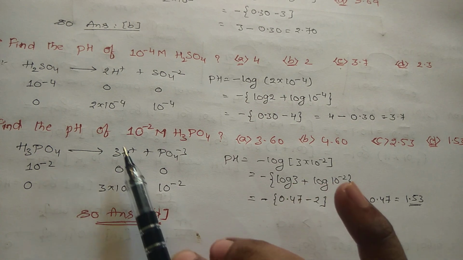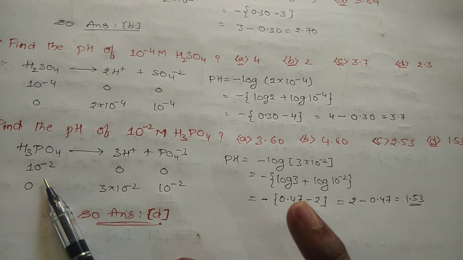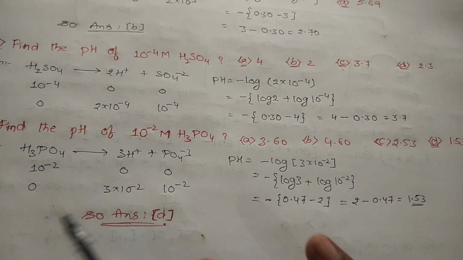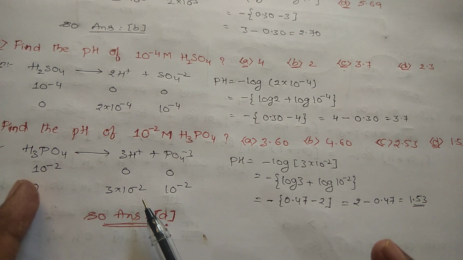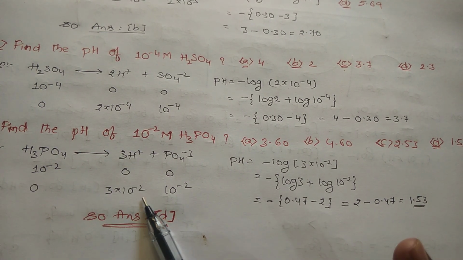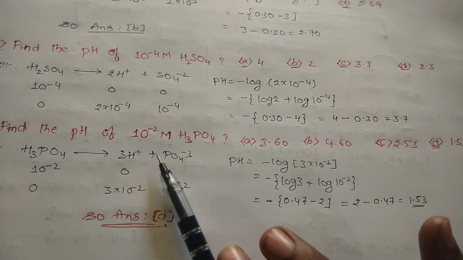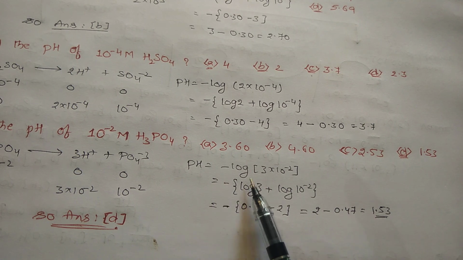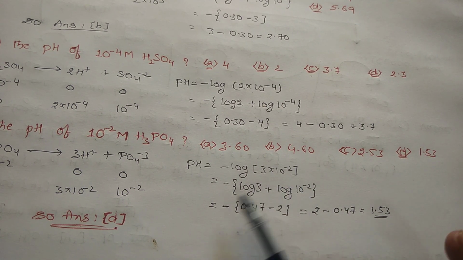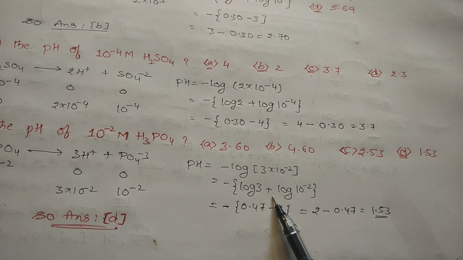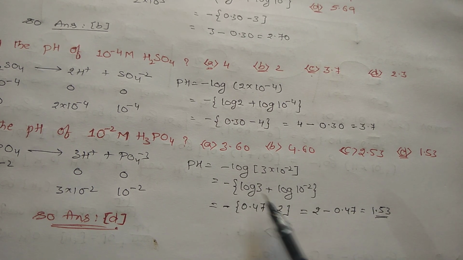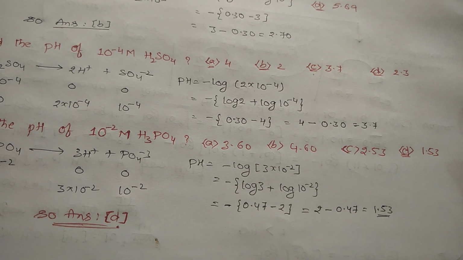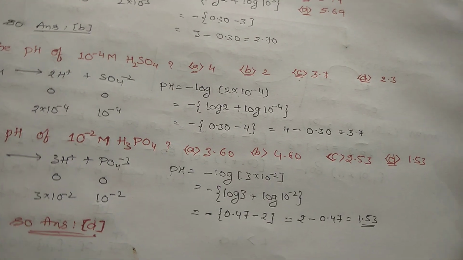H3PO4 gets converted to 3H plus and PO4 minus 3. So the initial concentration is 10 power minus 2, and the products are 0 concentration. H3PO4 becomes 3 into 10 power minus 2, because it is 10 power minus 2 and 3 times, so you will get 3 into 10 power minus 2. PO4 minus 3 is 10 power minus 2 because you are having only one. Okay, so you will find the pH for this one. Minus log of 3 into 10 power minus 2; this is log AB, so log A plus log B, you will get minus 2. Log 3 is 0.47. So if the minus gets inside, it becomes 2 minus 0.47. It becomes 1.53. So the answer is D.